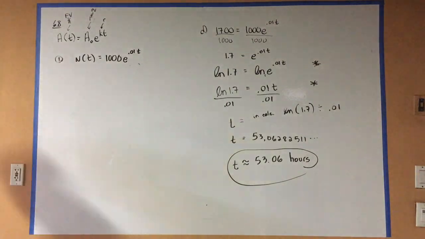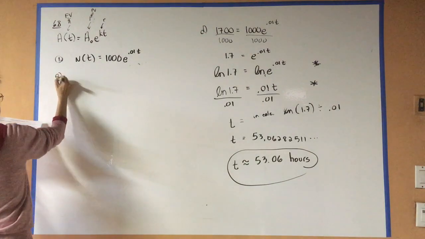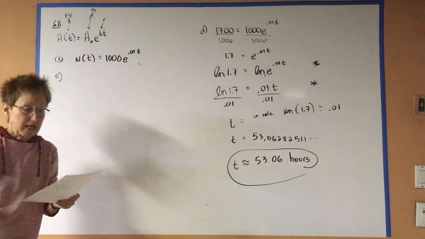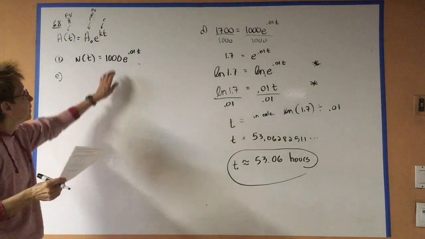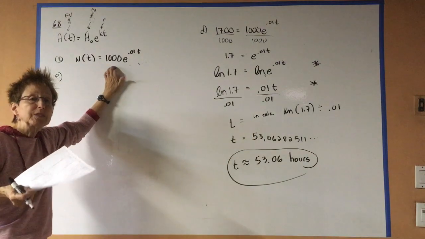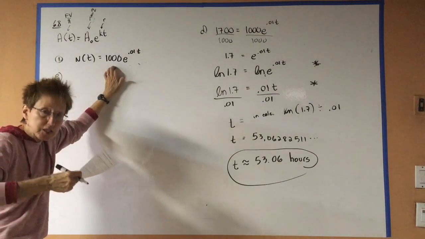When will the bacteria double? Part E. What does that mean? They're asking me for doubling time. When will the bacteria double? It starts at 1,000. So they want to know how long will it take for it to get to 2,000.